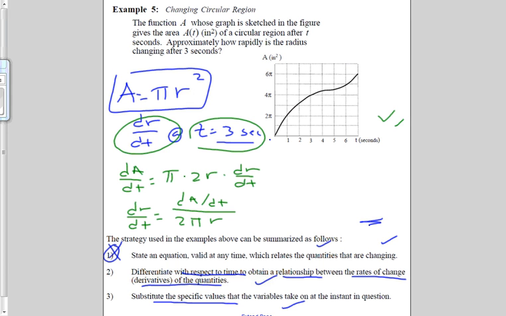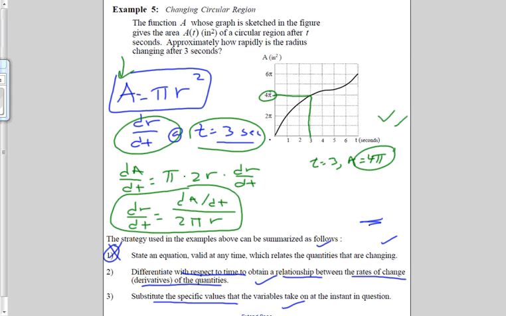Well, we have this graph. What's that going to tell us? Well, we know that at 3 seconds, if we go up, what does that tell us? At 3 seconds, when t equals 3, my area equals 4 pi. Do I need to know my area for this equation? No, but I do need to know the radius. So I can say that the area, plugging this in, 4 pi equals pi r squared, which tells me that r equals 2. Now I know that value. So now I just need to know the top. I need to know dA dt.